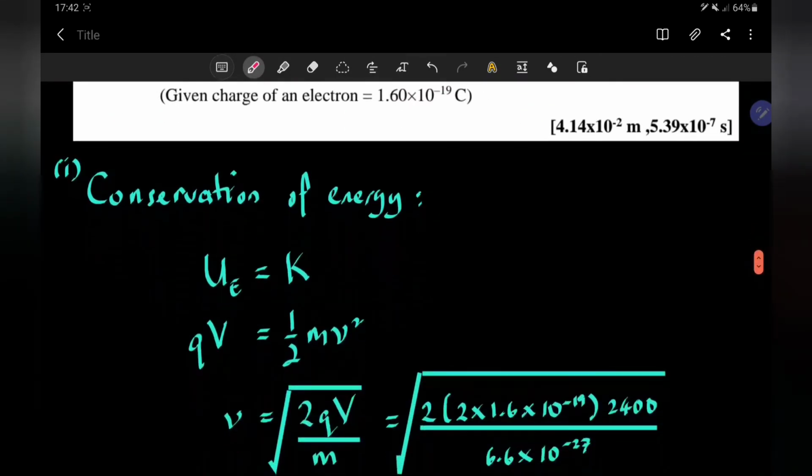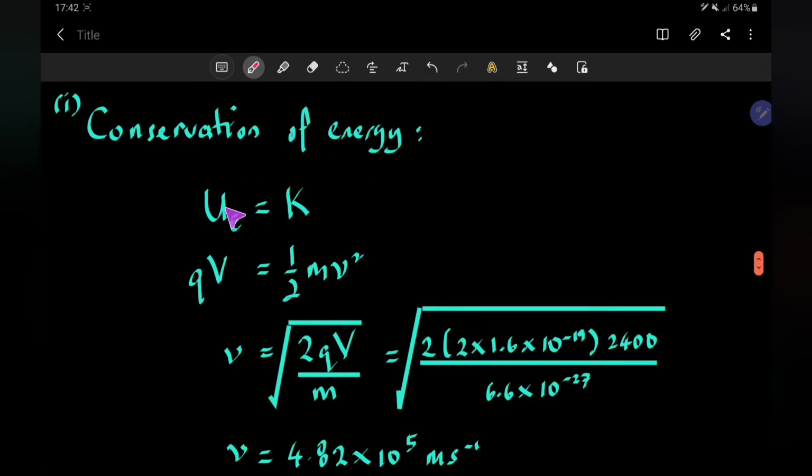According to the principle of conservation of energy, electrical potential energy equals kinetic energy. Electrical potential energy equals qV, and kinetic energy equals half mv squared. See, these two V are different. Capital V, make it upright. Small v, make it italic, representing speed or velocity, okay? So by rearranging the equations, you will get speed equals the square root of 2qV over m.